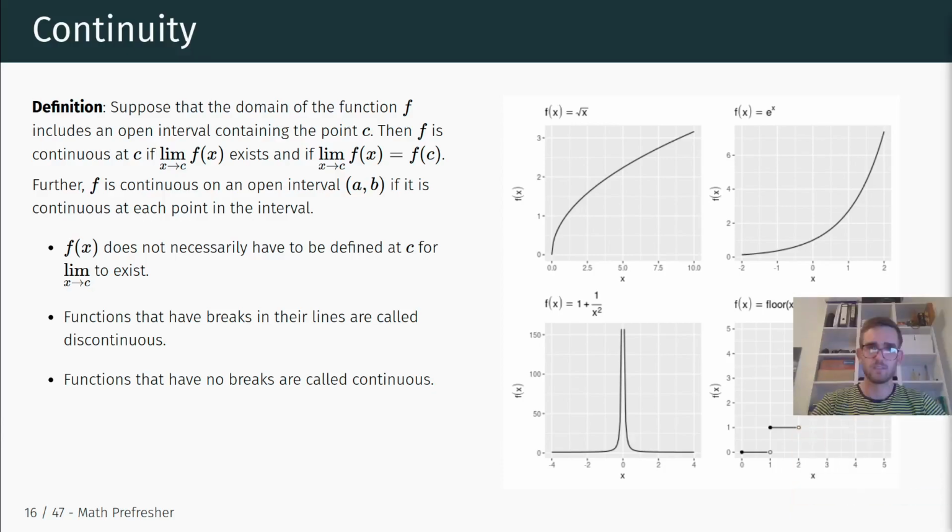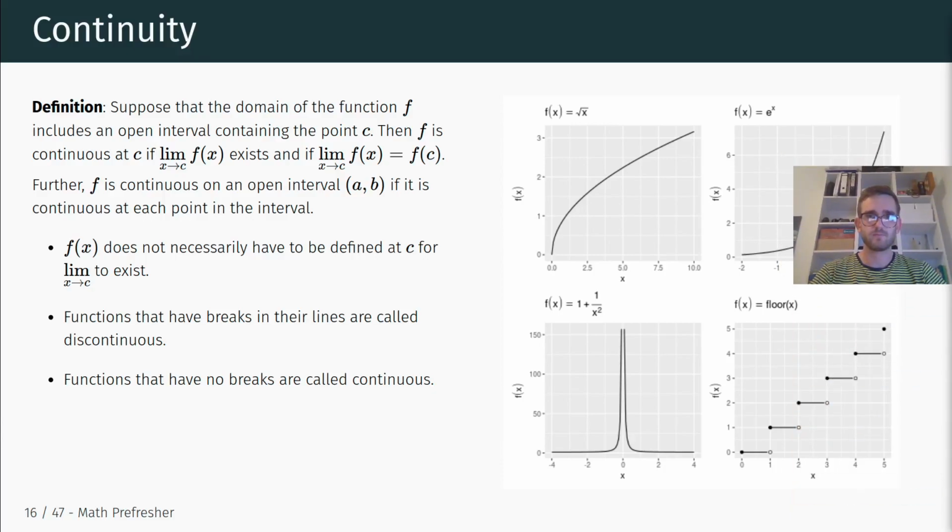Lastly, these two functions on the bottom, f of x equals 1 plus 1 over x squared, or f of x equals floor of x. The floor function basically just reduces the number to the next lower integer, right? So 4.2 is mapped to 4, or 4.8 is mapped to 4. 5.1 is mapped to 5.